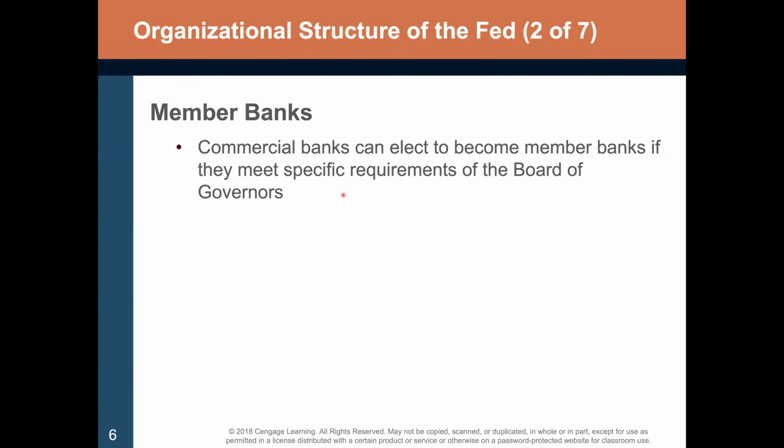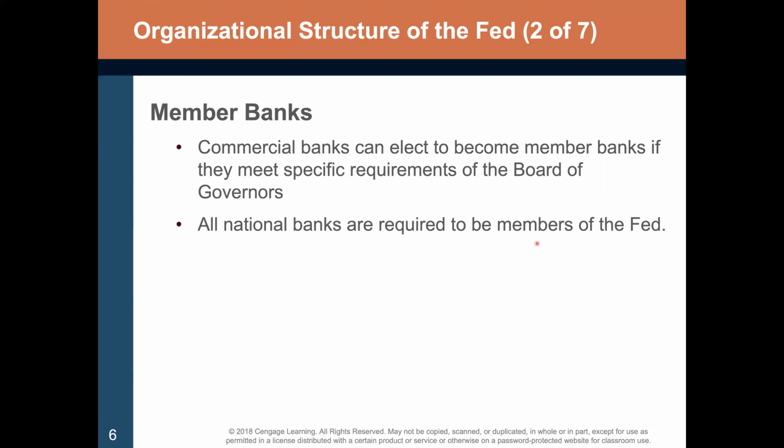So member banks are commercial banks, and commercial banks can elect to become member banks if they meet specific requirements of the Board of Governors. All national banks are required to be members of the Fed. So a local bank is not required to be a member of the Fed, but if they want to be a US national bank, they have to be a member of the Fed.